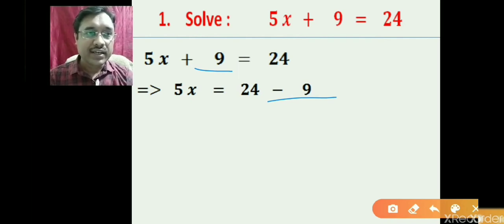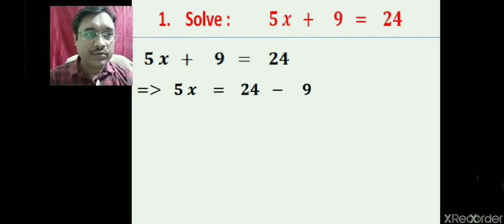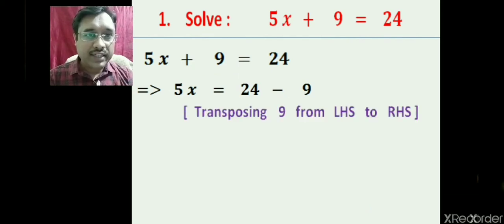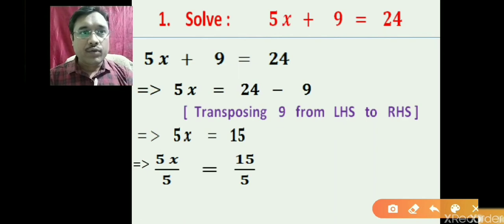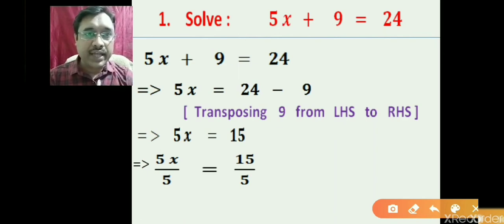Now this will give the value. That step is transposing 9 from LHS to RHS. That is 24 minus 9, which is 15. So 5x equals 15, which means x equals, now you will divide. In this step we are doing one of the steps from the balancing method: divide both sides by the same number, 5.